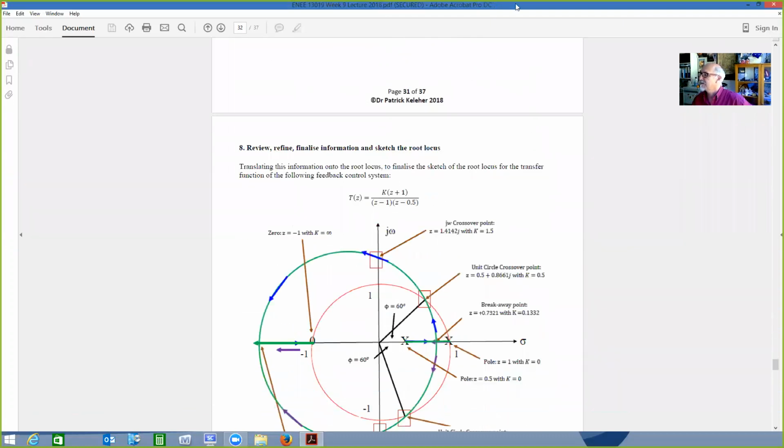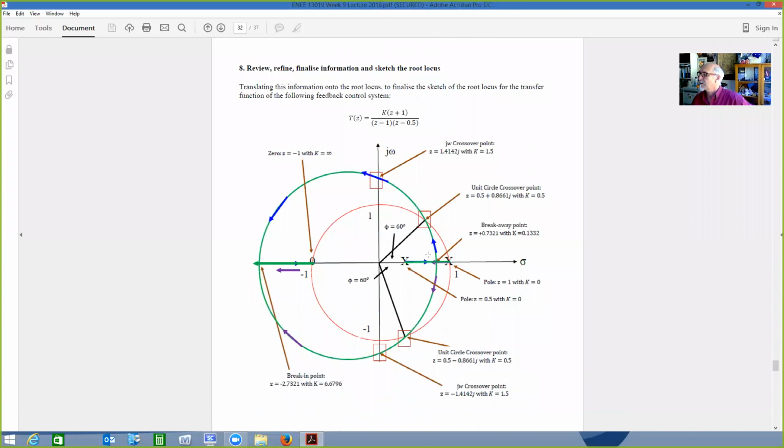So we go back now. Remember, the last thing is to review and refine. So with the step we wrote beforehand, we had the unit circle. We had some information about what was happening at the poles and the zero. We saw that they were moving towards each other, and we had breakaway points occurring here, and then we had break-in points occurring over here. So now what we've been doing is looking at what happens at the unit circle crossover point with the root locus, and what happened to the root locus when it crossed the imaginary axis. So that was the information we were just collecting beforehand.